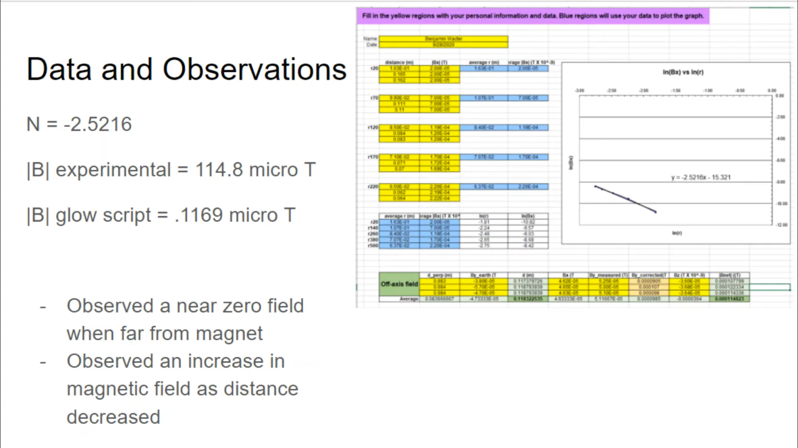It was observed that a near zero magnetic field was exhibited when far from the magnet, and that as the magnet was brought closer to the observation location, the magnetic field increased.